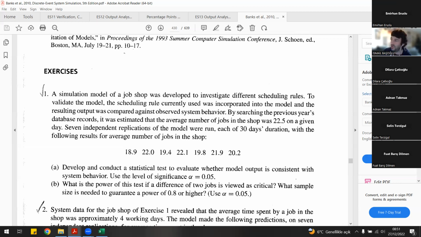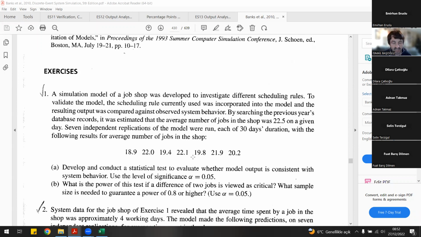However, at the end of each replication, they have calculated the total number of jobs in the system in 30 days, and they have divided it by 30 to find the daily average number of jobs in the system. And here's the output.